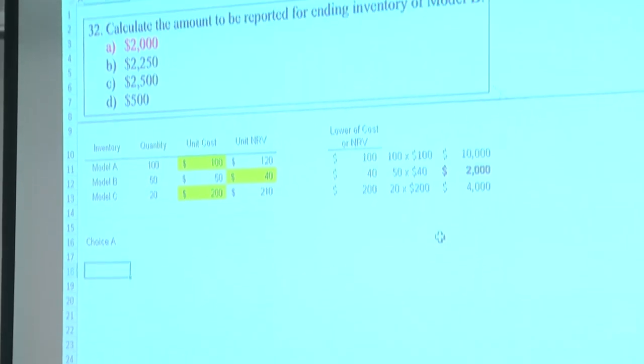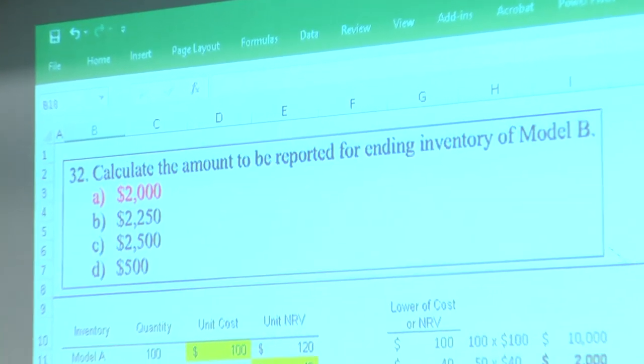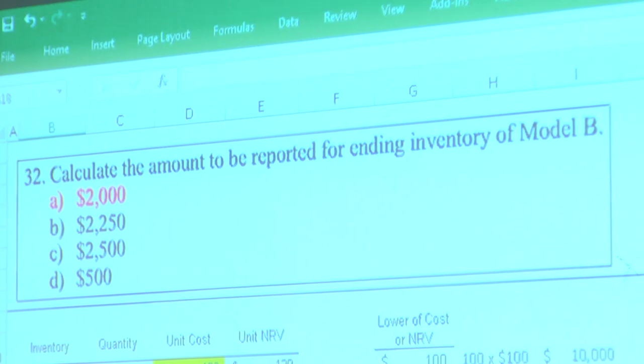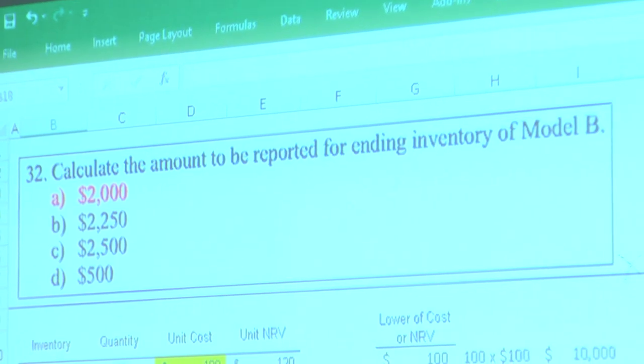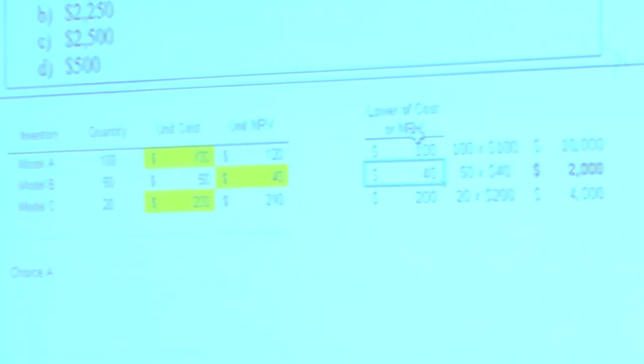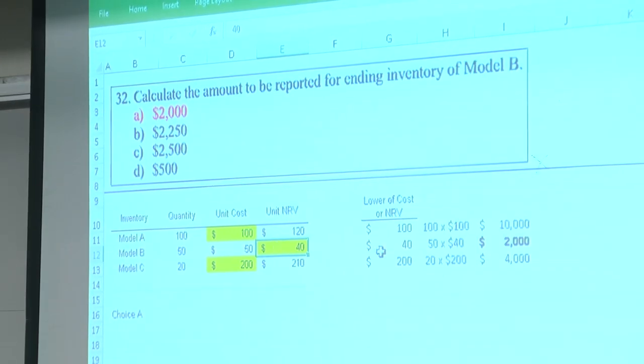The next question follows from that same set of data, and it asks you to calculate the amount to be reported for ending inventory of Model B. So luckily, we already saw that the lower of cost or net realizable value for that one is 40. So in this case, we're going to take the number of units that we have, and instead of using the unit cost, we're going to use net realizable value because that's lower. So 50 units times $40, that gets you to 2,000, and that's choice A.